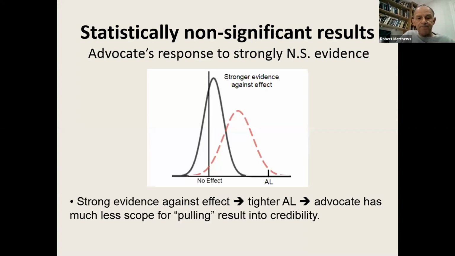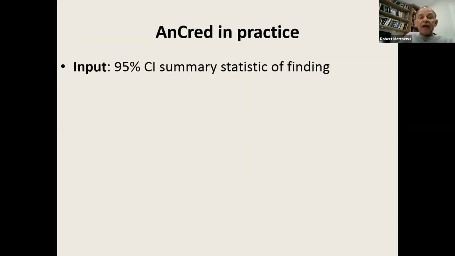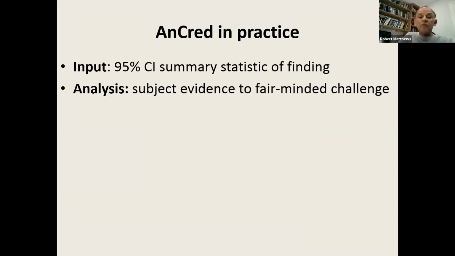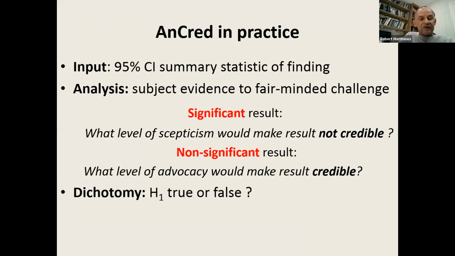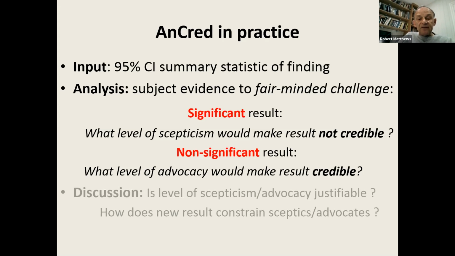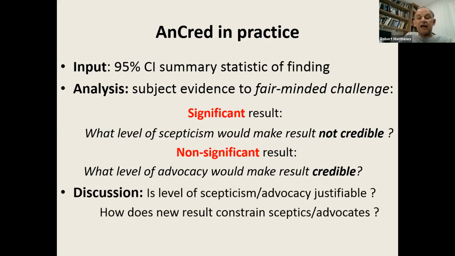So we have a 95% summary statistic of the finding, and then we put ANCRED into practice. We subject the significant result to this fair challenge. We say what level of skepticism would make the result not credible. For non-significant results, what would make it credible. And now, if this was null hypothesis significance testing, you'd be faced with: is the substantive hypothesis true or not? And that is replaced here by a discussion, which is, well, is that level of skepticism or advocacy justifiable?